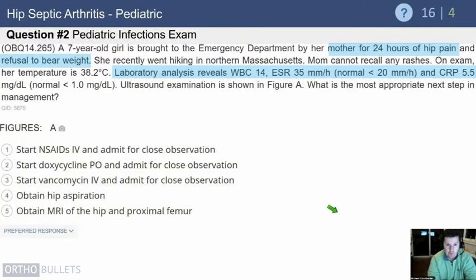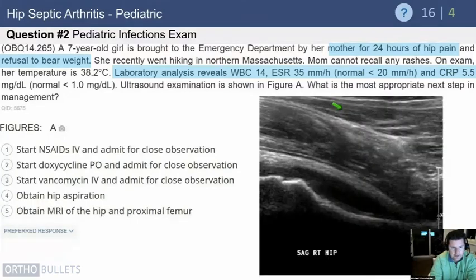So this is a 7-year-old girl brought to the ER by her mother for 24 hours of hip pain, again refusing to bear weight, with a fever of 38.2, white blood cell count of 14, so elevated, SED rate mildly elevated, and a CRP of 5.5, so very elevated. So this is sort of testing that concept. ESR is not that exciting, but she has a CRP that's fairly elevated. So what is the next thing to do?